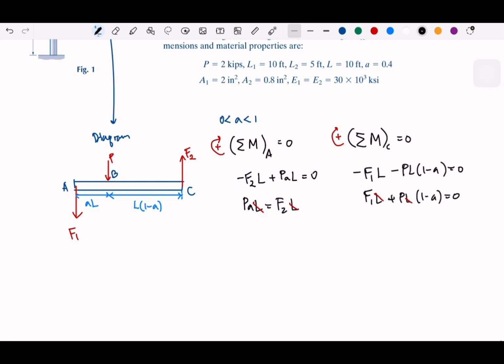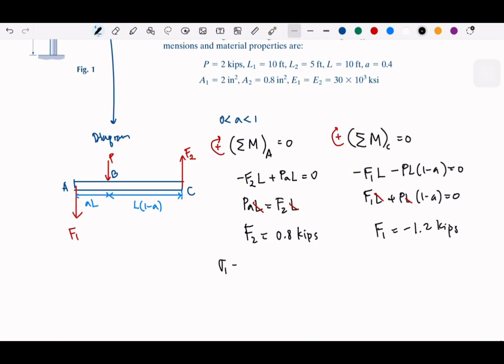And using this information given, all the units and the numbers, A is 0.4, so we could write that F2 is 0.4 multiplied by 2 kips. This will be 0.8 kips. And F1 will be 2 kips times 0.6, so 1.2, or negative 1.2 kips. Okay, so we get everything for F1 and F2.